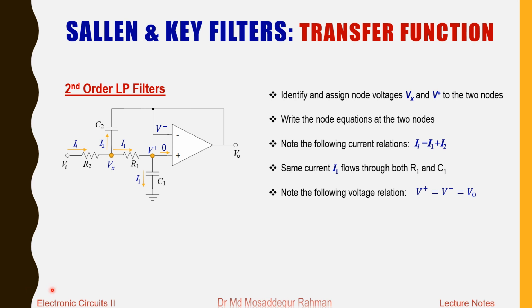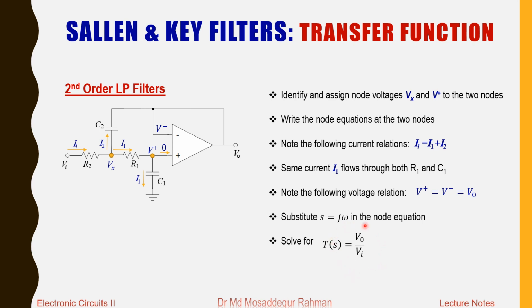So next, what you do, you substitute s for j omega. You have j omega in the equations because of the capacitor, the impedance of the capacitor, 1 over j omega C1, 1 over j omega C2. So you replace those j omega by s. Now you solve for the transfer function, which is the ratio of V naught by Vi.